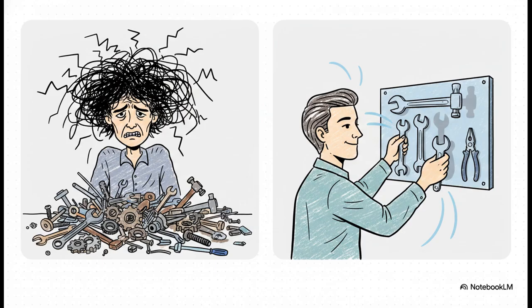A Seiton-optimized workspace, however, is a total revelation. It creates an operational rhythm. Because tools are exactly where the hand expects them to be, the space provides passive guidance. It's like the physical environment practically tells the worker what to do next. And crucially, it drastically reduces physical strain.